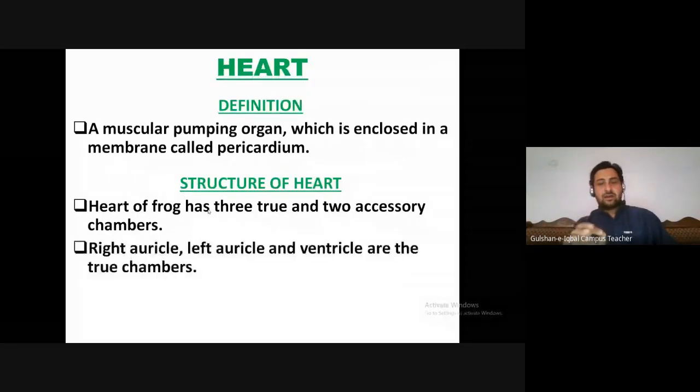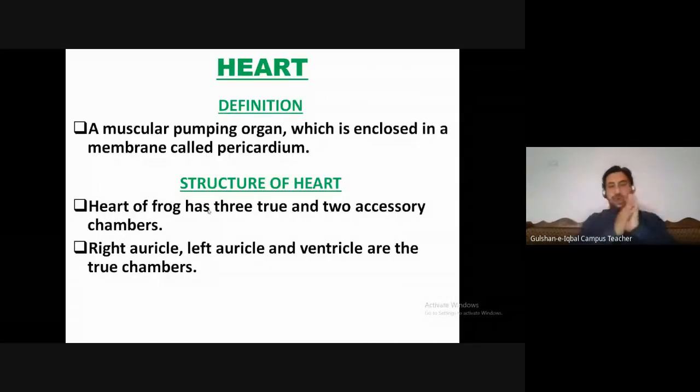Now, the right auricle, the left auricle, and the ventricle are the true chambers. Okay, these are the three true chambers. The upper part of the heart has two chambers. One is the right auricle, second is the left auricle. The lower chamber, the conical shaped chamber, is a single chamber. That chamber is known as ventricle. So there are three true chambers in the frog heart.